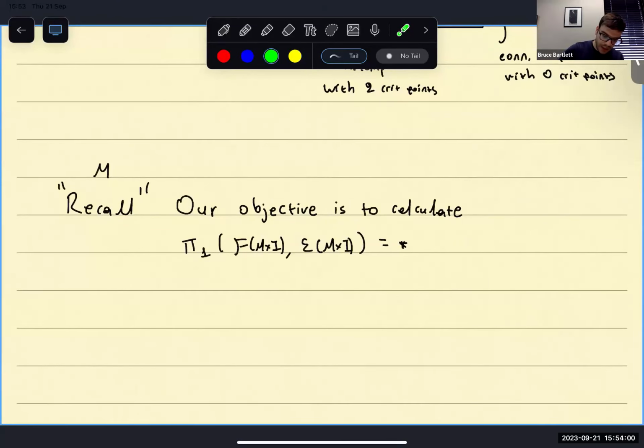Exactly. So in particular, what that means is, if you give me a function, so say f0 and f1, or maybe, sorry, what was this space? Epsilon of M. Yeah. So this is the space of all smooth real valued functions on M cross I with no critical points.